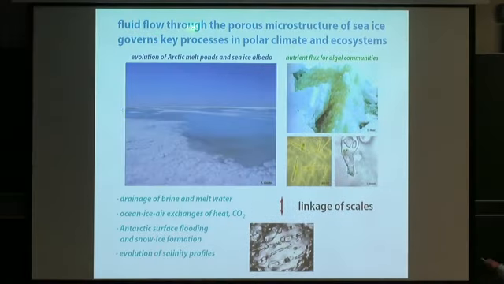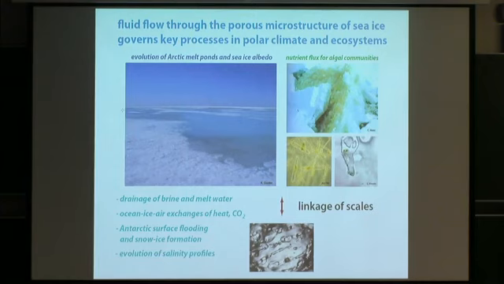And so fluid flowing through the porous microstructure of sea ice governs really important processes, both climatologically as well as biologically. So for example, the evolution of these melt ponds, which basically determine the albedo of the sea ice, which is one of these very key parameters in climate modeling. Whether or not these ponds pool up and grow or simply drain overnight, completely changing the albedo, depends completely on the permeability of the sea ice beneath the melt ponds.